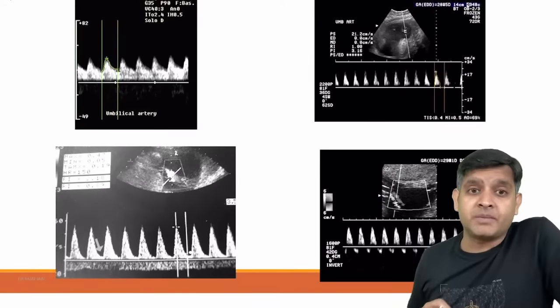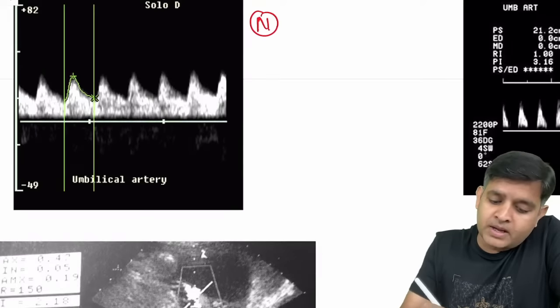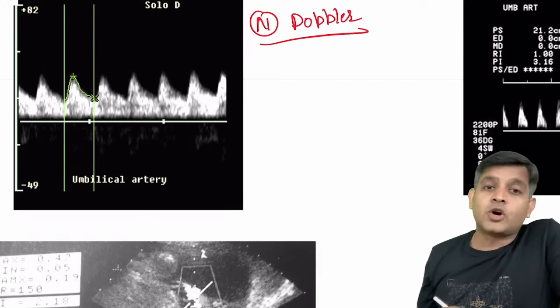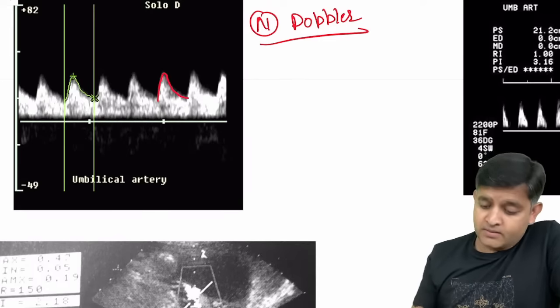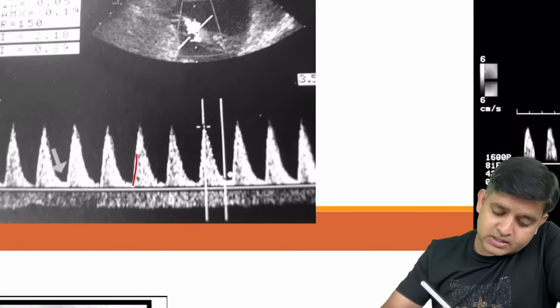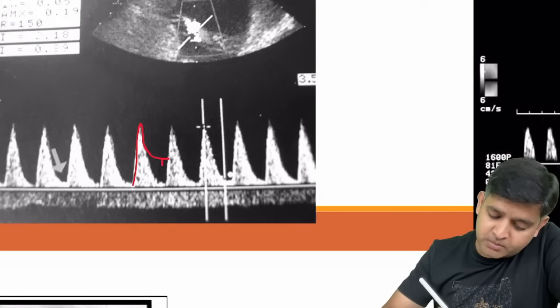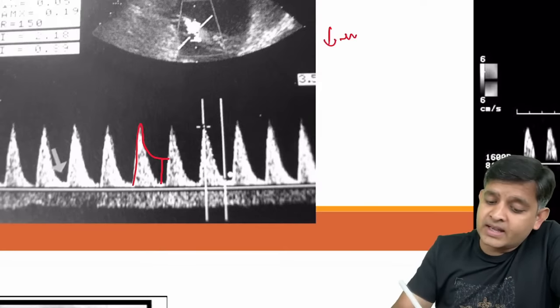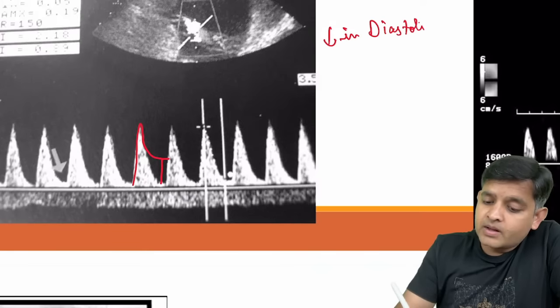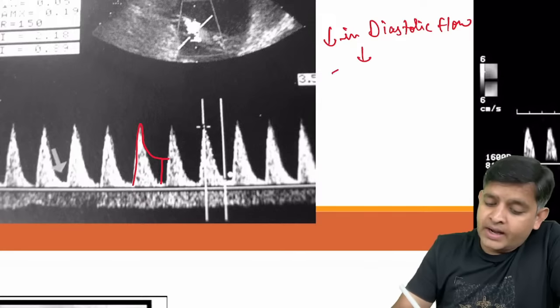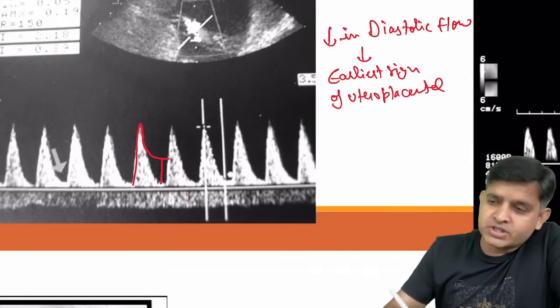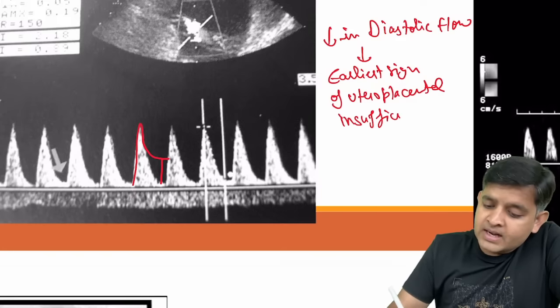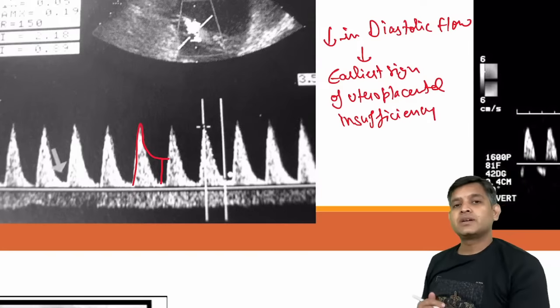And these are the last few Doppler images. This is the normal Doppler of the umbilical artery. You see a lot of systolic flow and a lot of diastolic flow. Whereas, what is happening in this case? See, systolic flow is there, but diastole should have been this much, and it has become very low. So I call it as a decrease in diastolic flow. It is to be noted that this is the earliest sign of uteroplacental insufficiency.